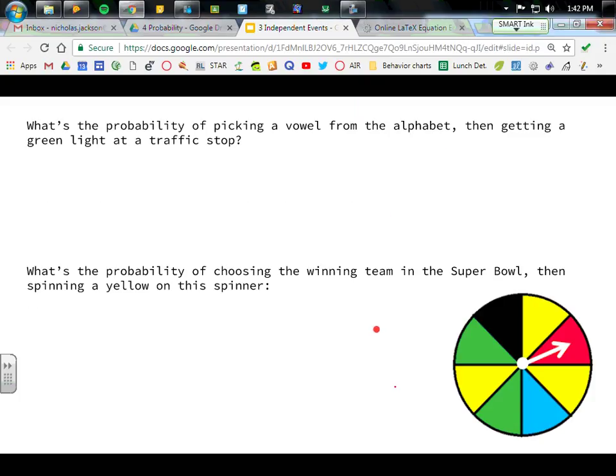All right, a couple more examples here. What's the probability of picking a vowel from the alphabet, then getting a green light at a traffic stop? So we're going to find the probability of our first event, which is picking a vowel from the alphabet. All right, and our vowels are A, E, I, O, and U. We're going to ignore Y. So that's 5 vowels out of a total of 26 letters. So the probability of that first event is 5 out of 26.